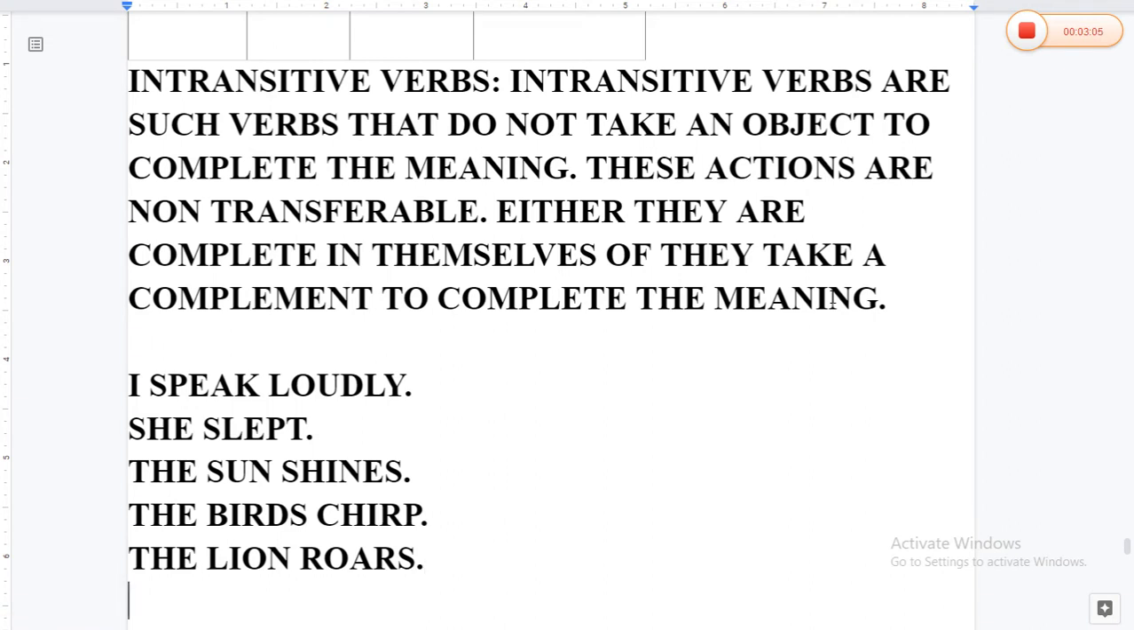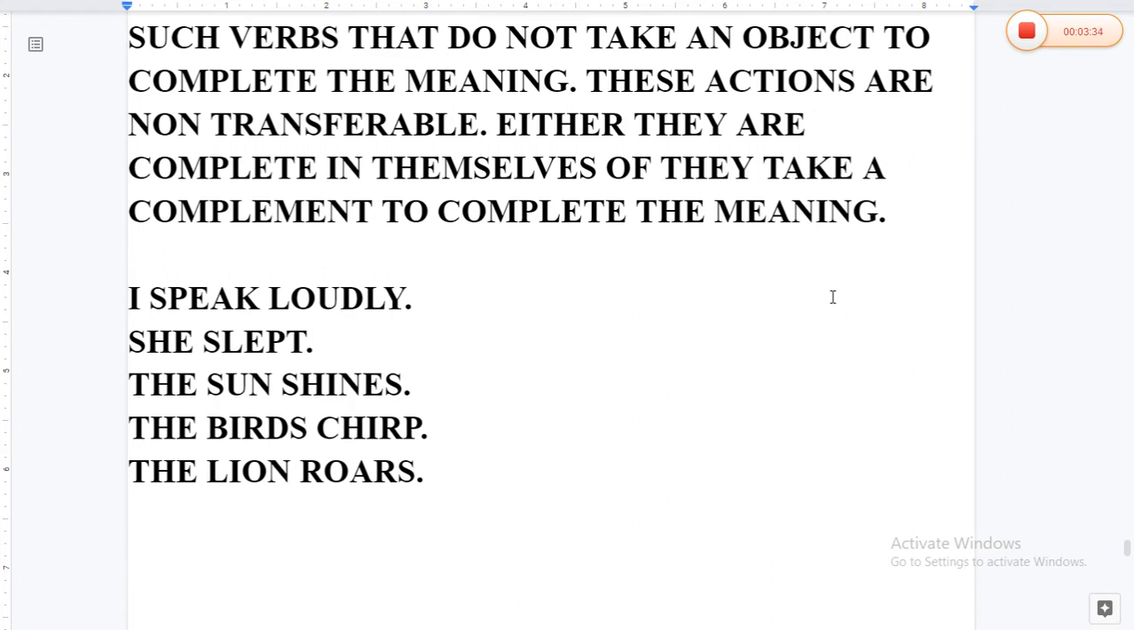You look at them. I speak loudly. If you remove loudly, "I speak" still makes complete sense. She slept. The sun shines. The birds chirp. The lions roar. In these verbs, you will never use an object. In fact, these verbs are complete in themselves. So these verbs are called intransitive verbs.